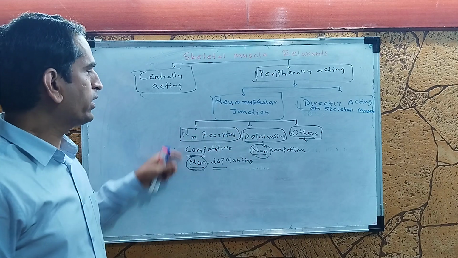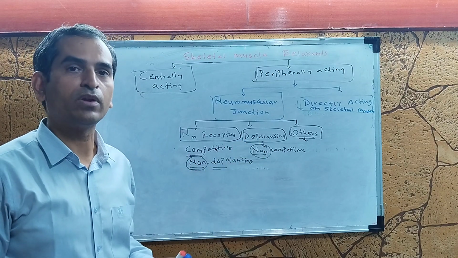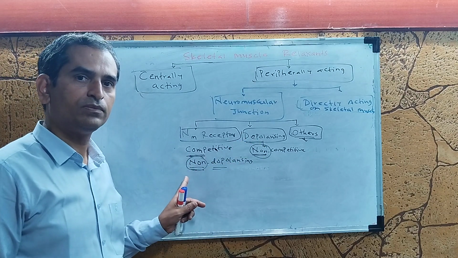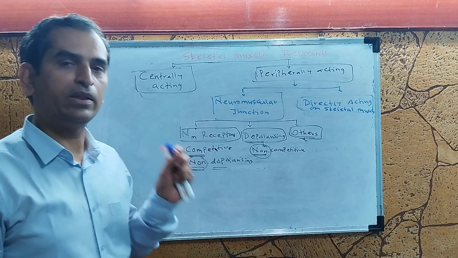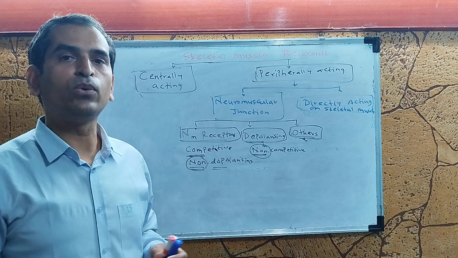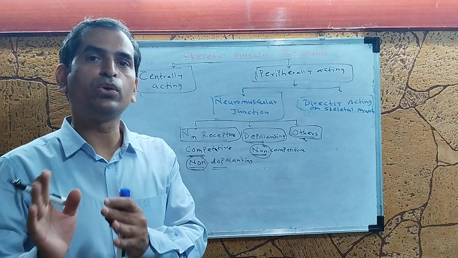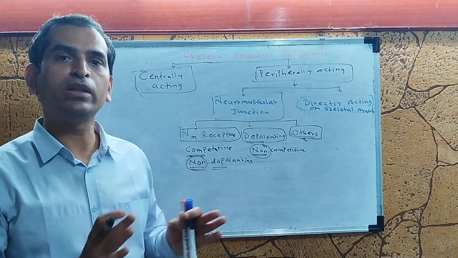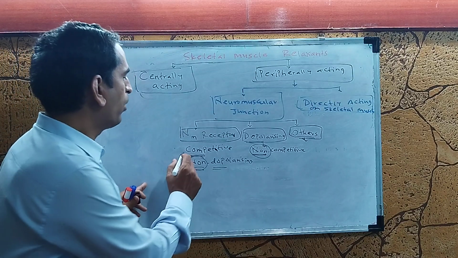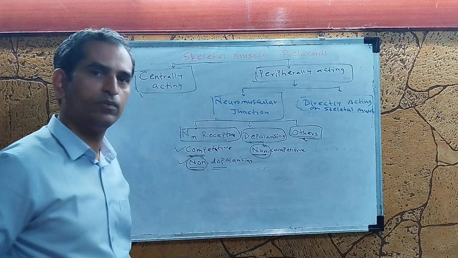Now let's understand the mechanism of these types of drugs. They block the action of acetylcholine at the neuromuscular junction, and the action of acetylcholine is blocked in a competitive manner. Acetylcholine was going to contract the muscle and that contraction is inhibited. So this is the competitive type of blocker, which is also called the non-depolarizing.